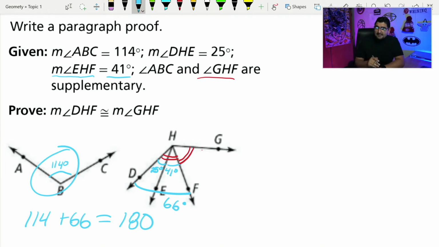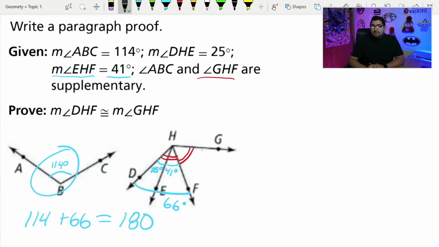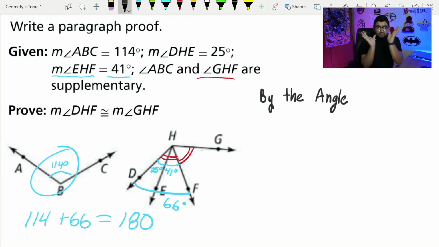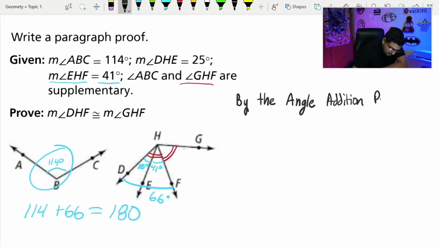So let's go ahead and write this out in a paragraph in the steps that we did it essentially. The first thing I did was I went ahead and added 25 and 41 and got 66 degrees. So let's go ahead and describe that. A lot of times we start off sentences with the word by in geometry. By the angle addition postulate. Again, this just meant I can add two smaller angles inside an angle to get the whole angle. By the angle addition postulate. And I apologize if I misspell any words as I'm doing this.